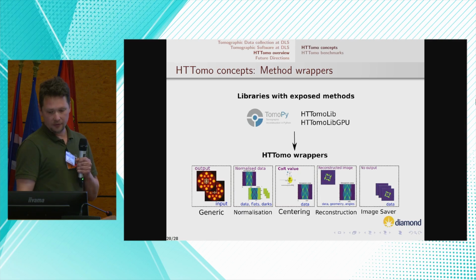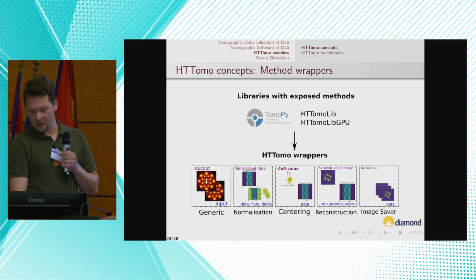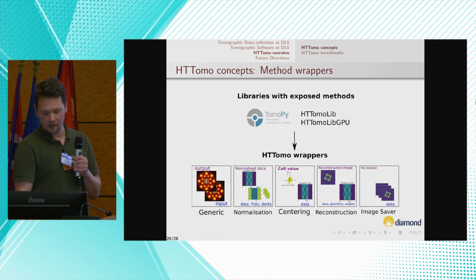And there are different wrappers for that because there could be different cases for tomographic processing. There could be a generic wrapper, which is a filter, if you like: input in, input out, nothing changes in terms of data dimension and so on. And then there could be a normalization wrapper when you need additional data like flats and darks. There could be centering, where we just need to find a value and pass it along the pipeline later on. Then there could be a reconstruction wrapper, when you've got the sinogram, then you need to know about geometry, angles, and so on. And then just image savers, so saving TIFFs, for instance.